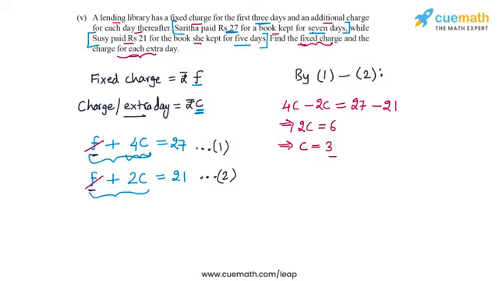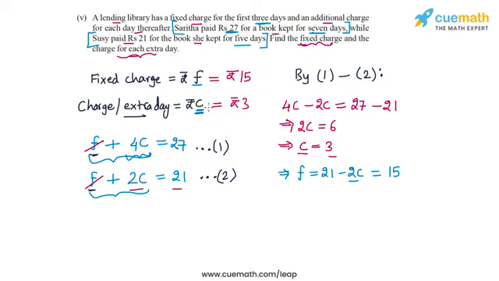And now let's substitute this value of C into any of these two equations. So let's substitute this into equation 2 and find the value of F. So F will be equal to 21 minus 2C, and 2C is 6. So 21 minus 6 is 15. So we can conclude that the fixed charge is rupees 15 and the charge per extra day is rupees 3.